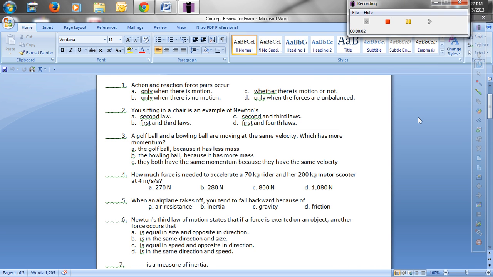Okay, so I'm going to go over these review questions on the multiple choice format and help you get ready for the test. There are 20 multiple choice questions on the test and 5 word problems.